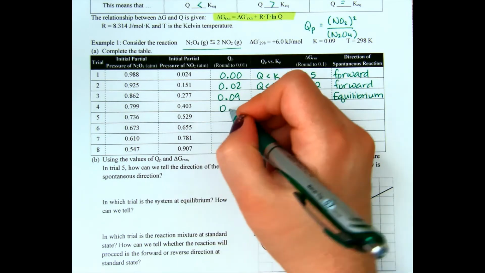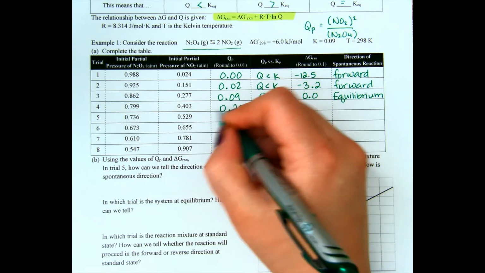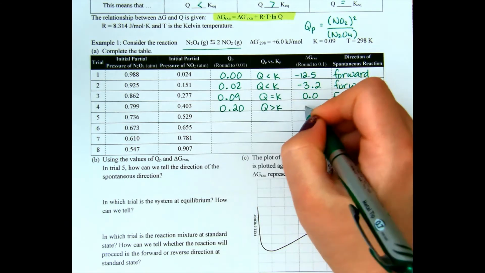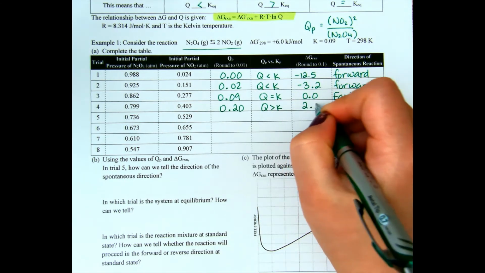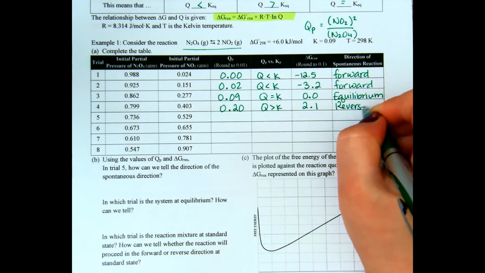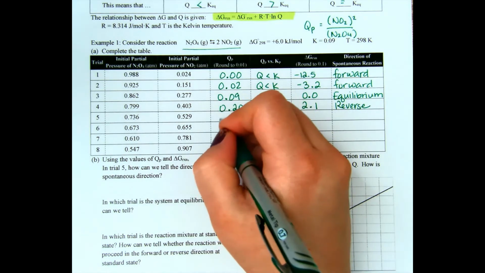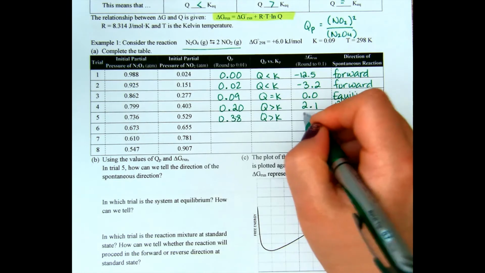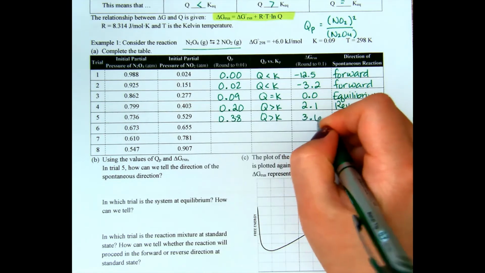My next Q, 0.20. Q is greater than K. I now am swapping into positive numbers here, so 2.1, and I will go in the reverse direction. 0.38. Q is still greater than K. I get 3.6 and reverse.